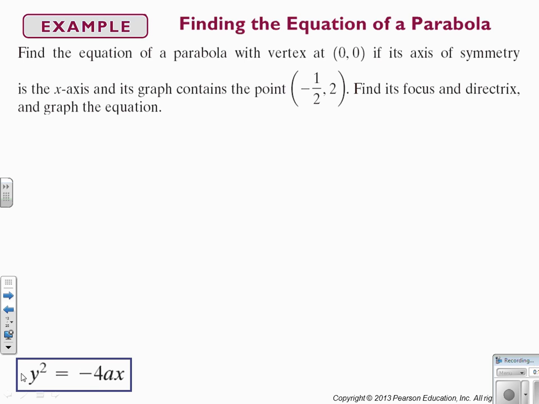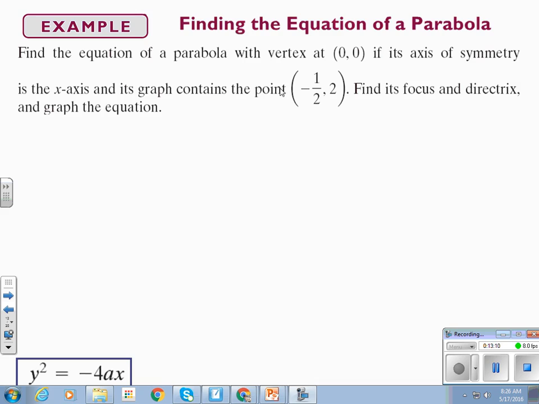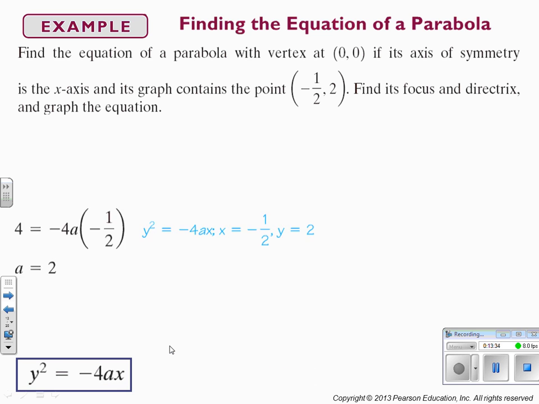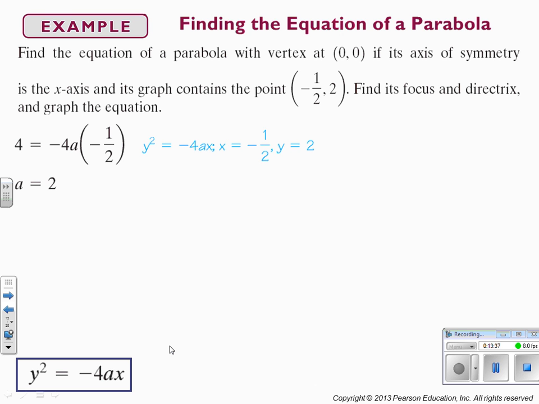The first thing I'm going to do is draw a little picture of this point so I can see where it's located. Because of the location of this point, -1/2, 2, and the fact that it's symmetrical with respect to the x-axis, we know that it's a left-facing parabola. So we use the left-facing parabola equation, y squared = -4ax. We're going to go ahead and plug in -1/2 for x and 2 for y so we can solve for a.